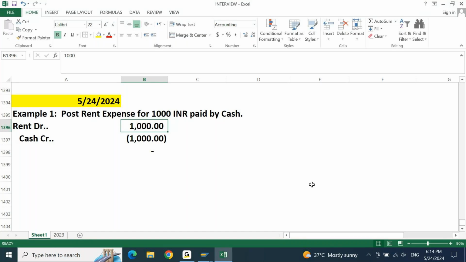This is my 1000 rent. Now, when are we actually going to process this rent? Before you take any house or any office for rent, you will have a discussion with your landlord or owner, stating that okay, we will be using your premises for our office purpose. We will be paying you 1000 per month.